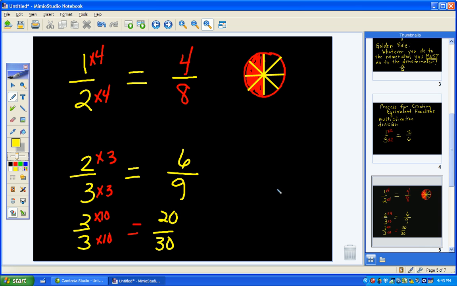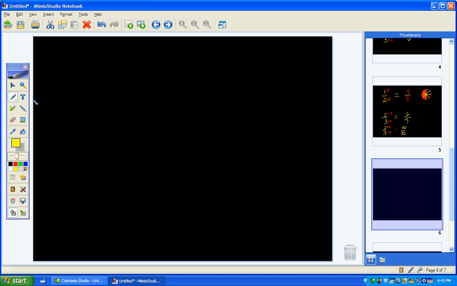I could take a piece, cut it into thirds, then cut it into ninths, and then keep cutting it into 30ths, and I'm still going to have that same fractional piece represented, even though my pieces are smaller now. Just use multiplication to create equivalent fractions. You can also use division.